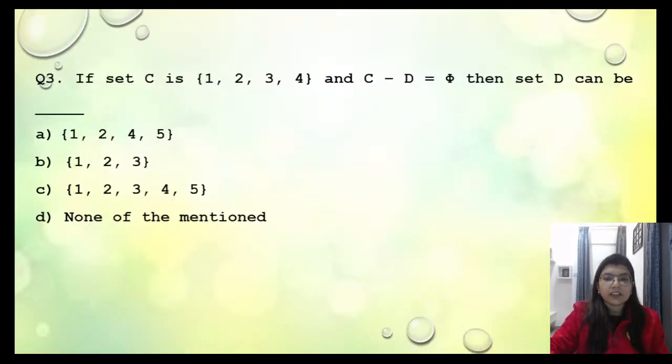Next question, again a very easy question. If set C is 1, 2, 3, 4, so they have given us two sets, one is C with 1, 2, 3, 4 and they are saying C minus D is 5, then you have to tell what the value of set D can be from the given options. So set C has values 1, 2, 3, 4 and C minus D is equal to 5, then what will be the value of set D?